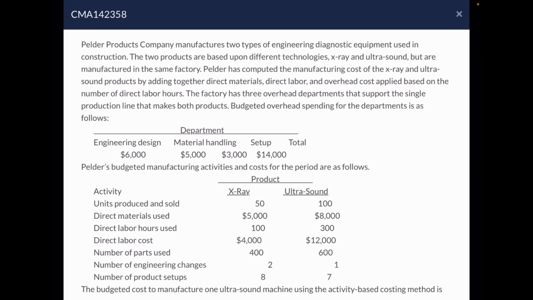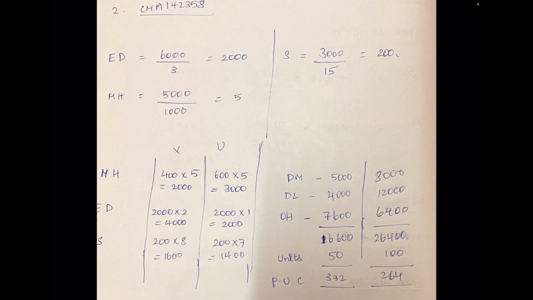Here is the solution. Allocation of overhead usage under activity-based costing on cost drivers. For engineering design, the total cost is $6,000 divided by the number of engineering changes for X-ray and ultrasound, that is 3, which gives us a cost per change of $2,000.